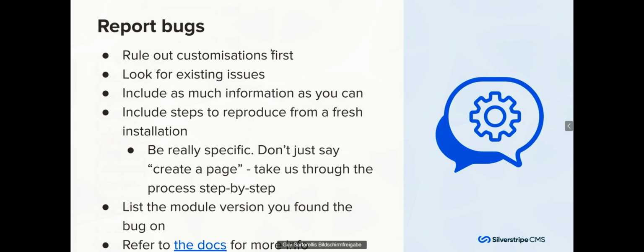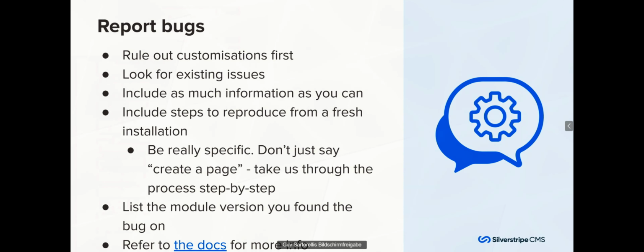It makes it a lot easier to reproduce your issue if you include clear steps that are really specific. Don't just say, create a page, but take us through all of the steps, step by step, of how you can reproduce the issue. And then it's obviously going to be a lot easier for someone to come along and fix the bug for you if they can reproduce it in the first place, right?